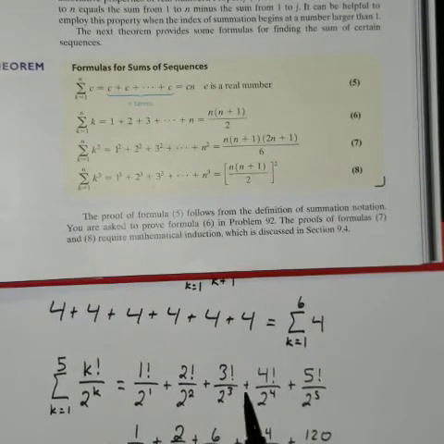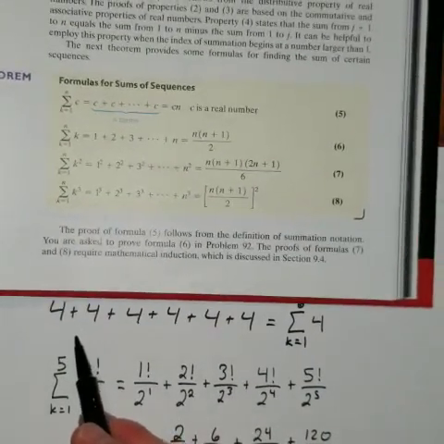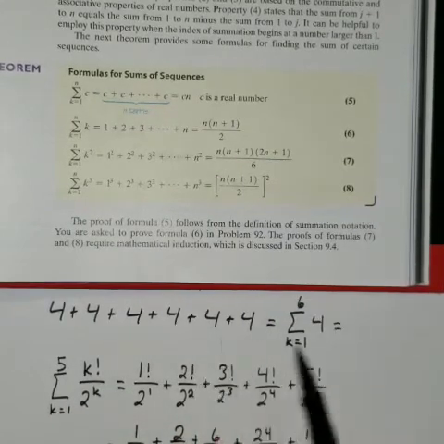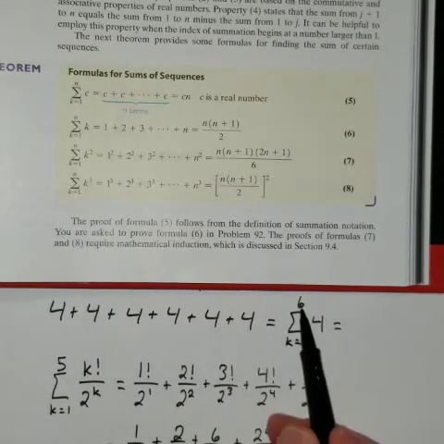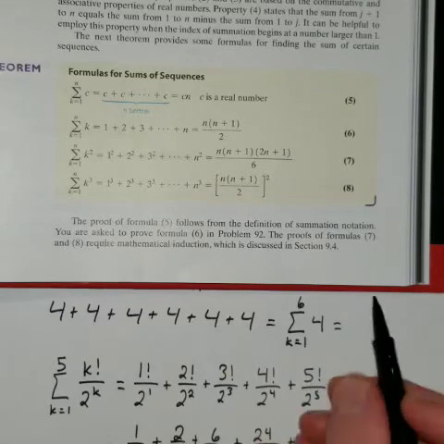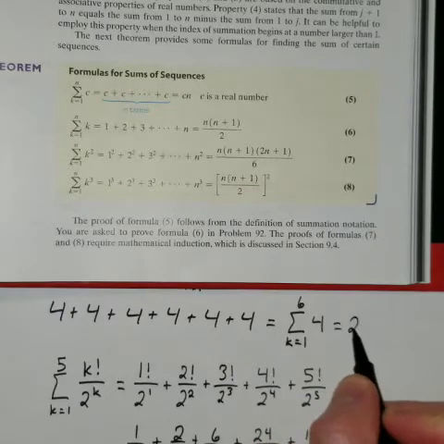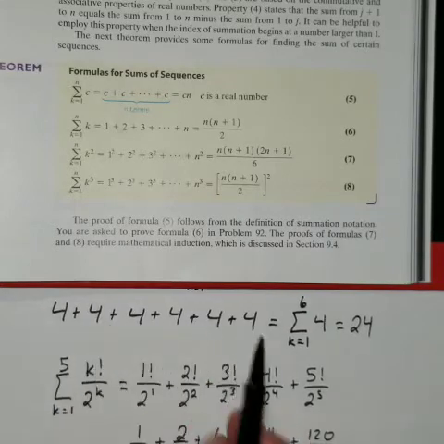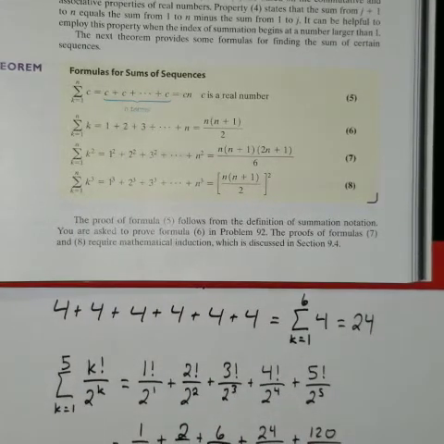So that would make sense for what we just did down here on this example with all the fours. Using my formula, I have a constant, I have an n value of 6, and so my answer must be the constant times the n value of 6. It'd be 4 times 6 is 24. Right? And that makes sense. If you added 6 fours together, you're going to get 24.